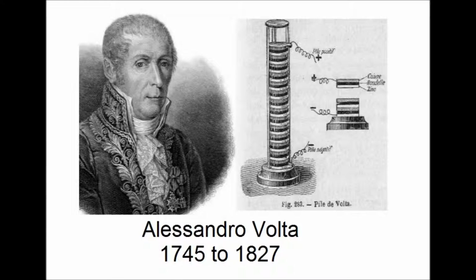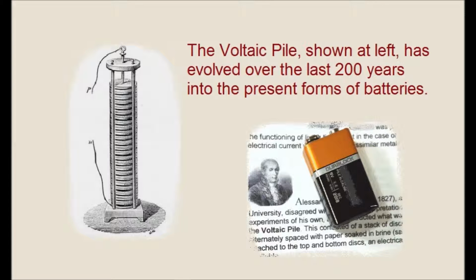The next unit of electricity is the volt. It is named in honor of the Italian physicist and pioneer of electricity, Alessandro Volta, who lived from 1745 to 1827. He constructed what was to be the first battery called the voltaic pile.